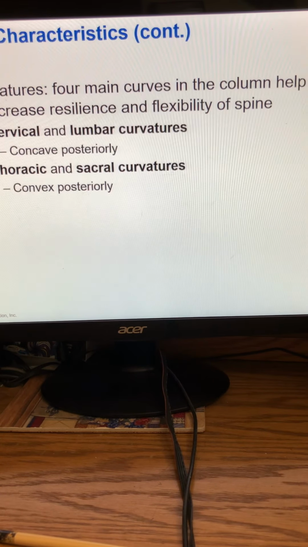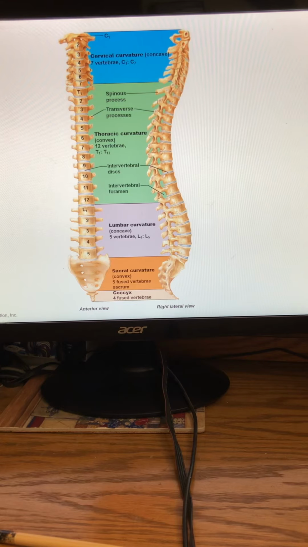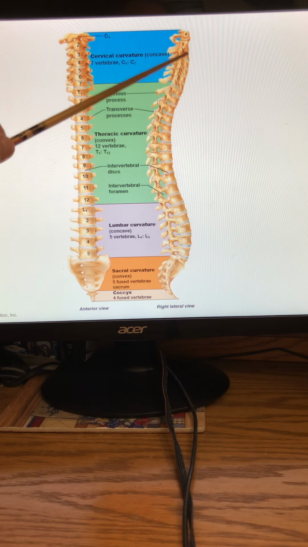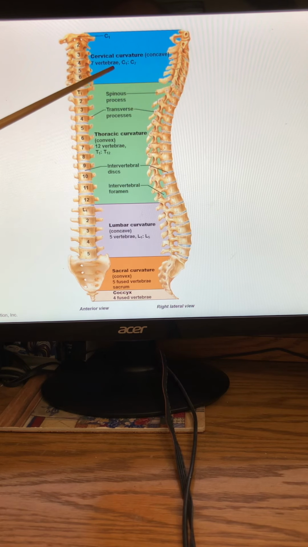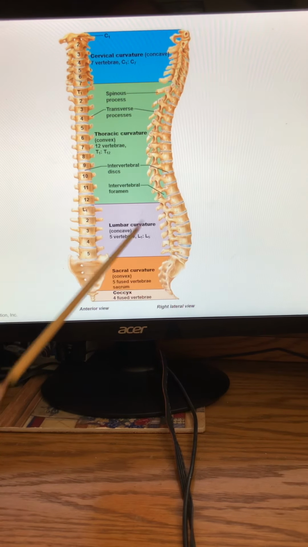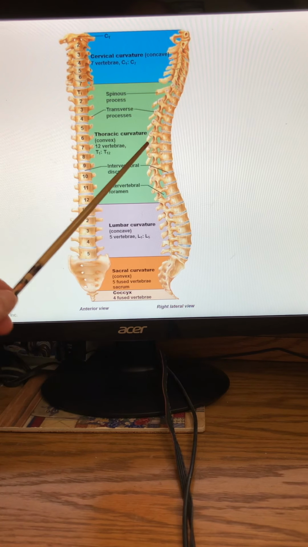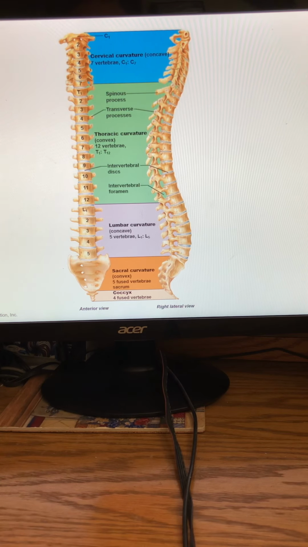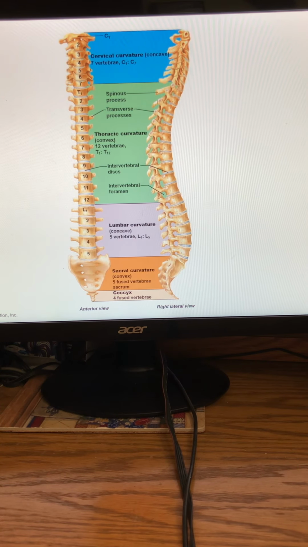And I'm going to go through all of them and at least let you know what you're supposed to know for this practical. By having these curves, we're going to have the head up here, then we're going to have a cervical curve with the concavity going posterior. We're also going to have a lumbar curve with the concavity going posterior. The thoracic region has the concavity going anterior, as does the sacrum. So by doing that, you are giving your spine, and particularly your brain, a shock-absorbing ability to survive bouncing and stuff like that.